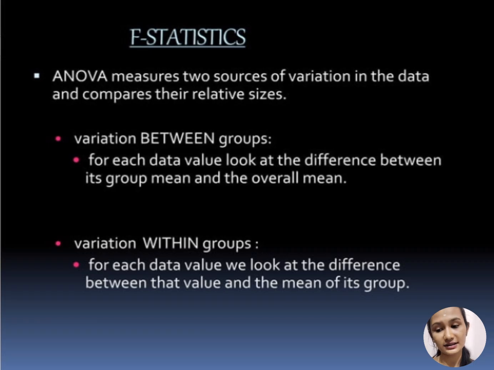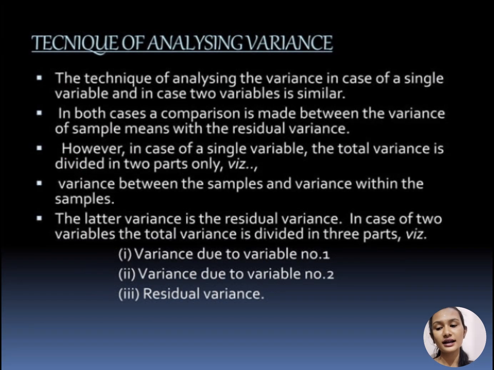What is the F statistic? ANOVA measures two sources of variation in the data and compares their relative sizes. Variation between the groups: for each data value, look at the difference between its group's mean and the overall mean. Variation within the groups: for each data value, we look at the difference between the value and the mean of its group. Now let us understand the technique of analysis of variance.